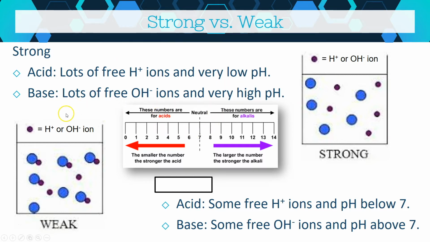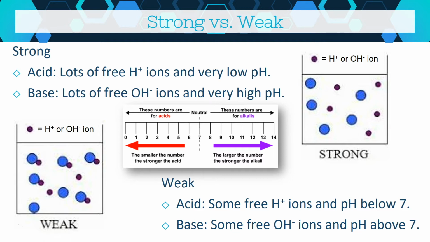If something is a weak acid or a weak base, it actually isn't as good at releasing those H plus or those OH minus ions. And so you're going to see a pH, if it's an acid, below 7, but it may not be very far below 7. And if it's a base, it'll be above 7, but it may not be very far above 7. The technical term is we talk about how well they dissociate in solution. And this just means how well they separate.